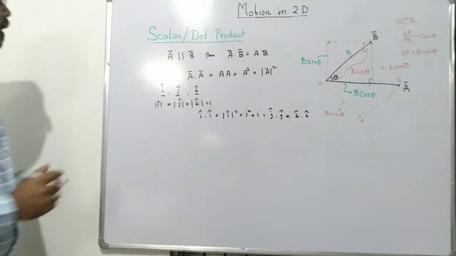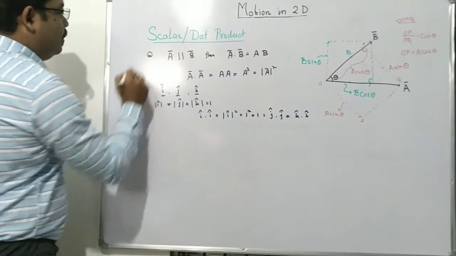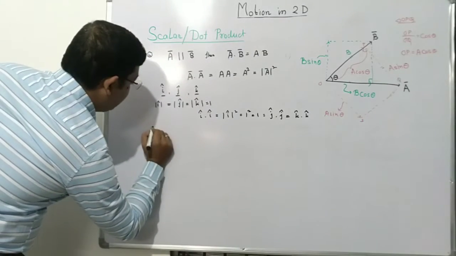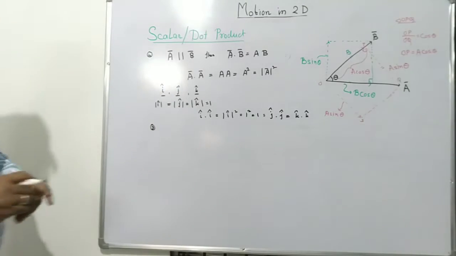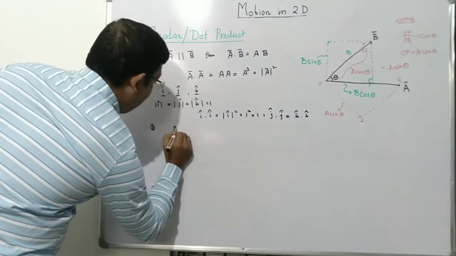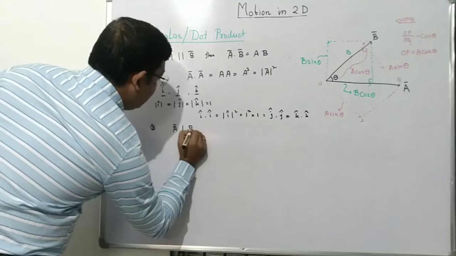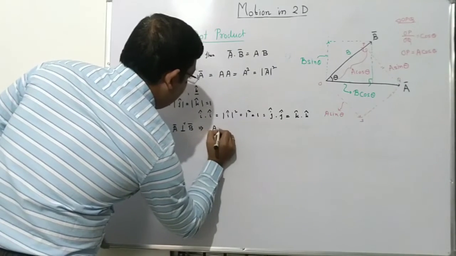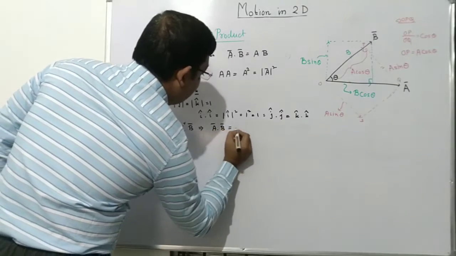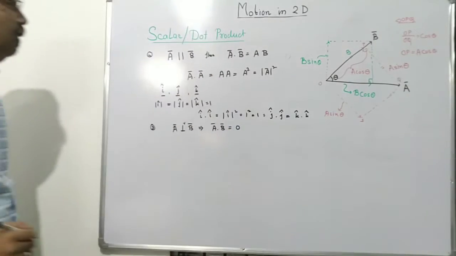Fine. This was from property number 4. Also property number 3, if you remember, which we have just discussed, says that if two vectors are perpendicular, A perpendicular to B, it will give us A dot B is equal to 0.